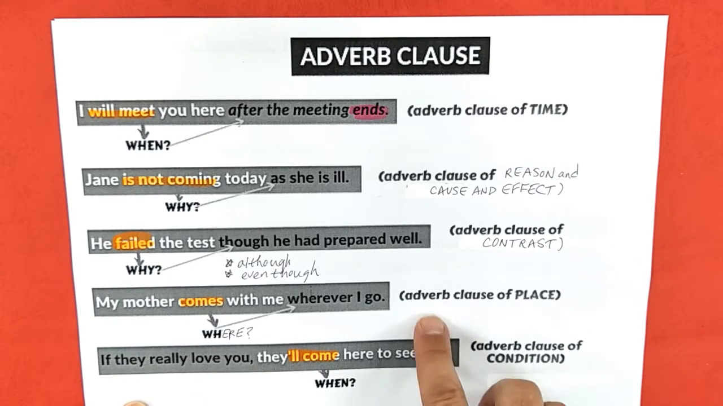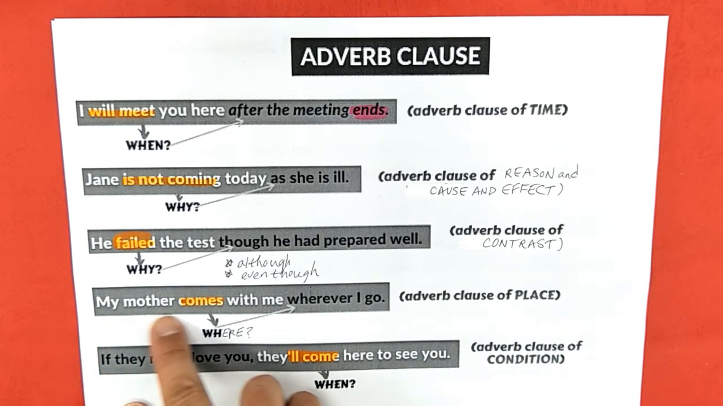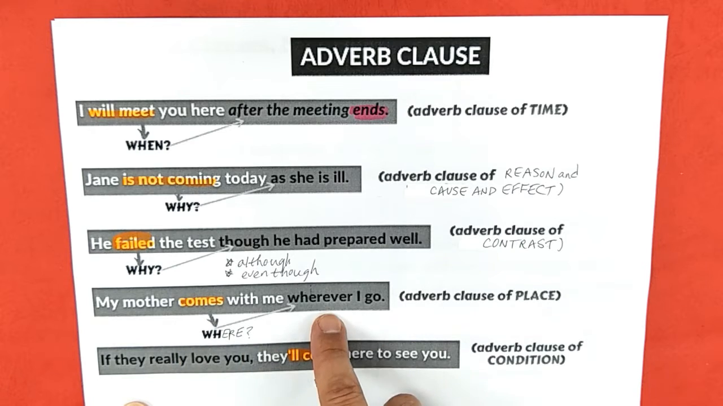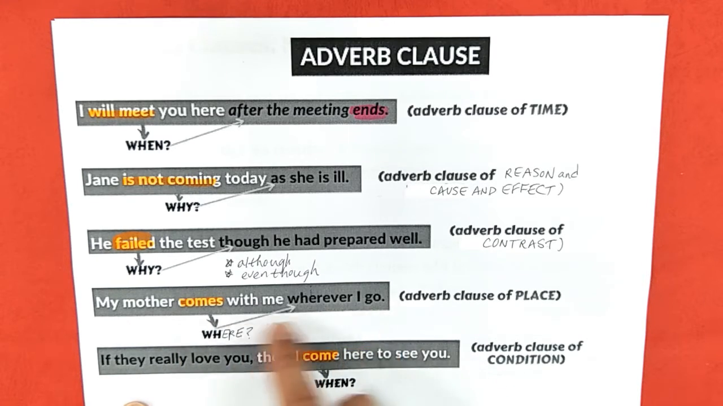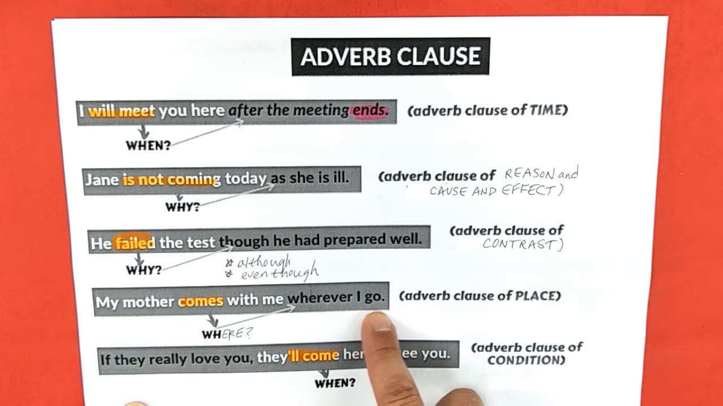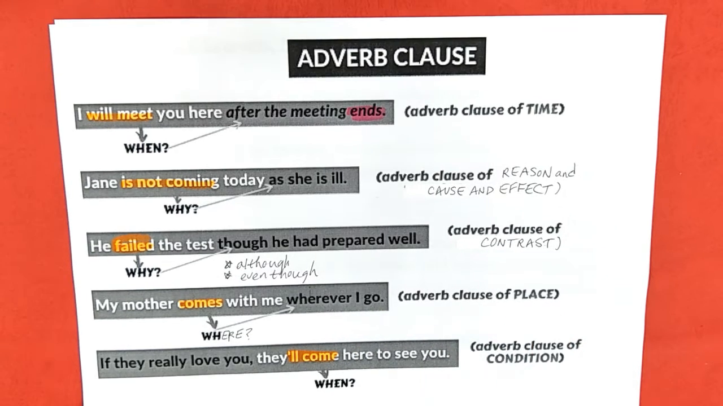Okay, the next one, adverb clause of place. My mother comes with me. Comes where? Wherever I go. That's very easy. My mother comes with me. Where? Where does she come? Wherever I go. That's an adverb clause of place.